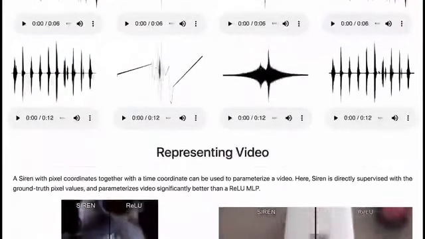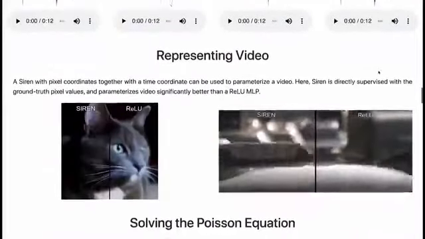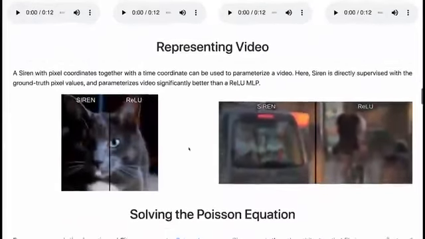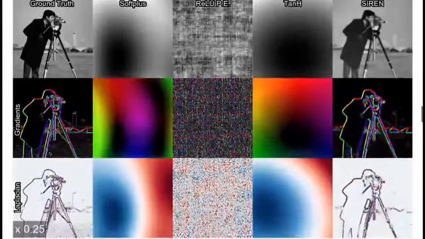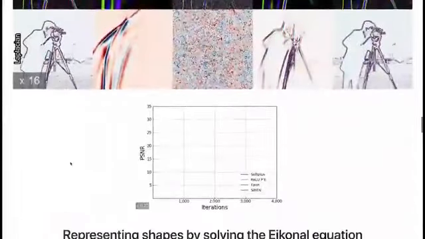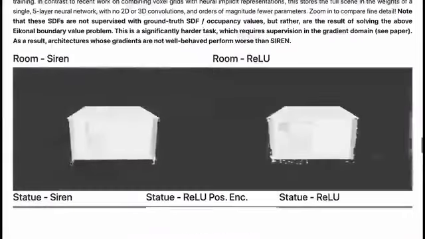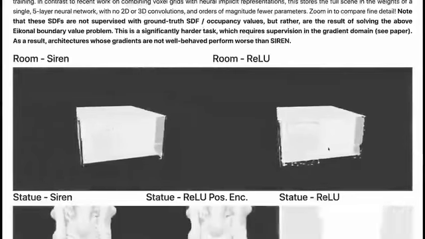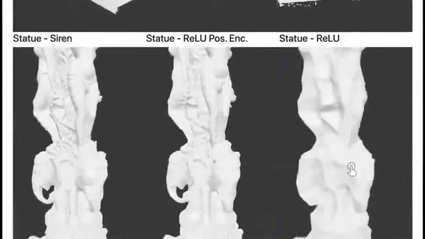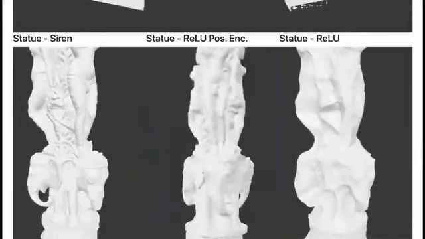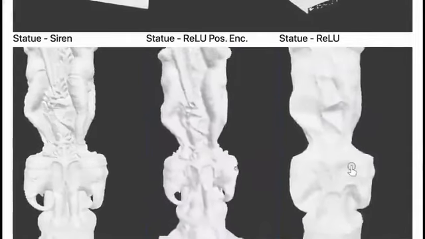They also represent audio with this, and you can watch that. They represent video. Compare that to ReLU representations. Then here, solving the Poisson equation is where you only fit the gradients or the Laplacian of an image and still get out the good image. That's pretty cool. And here you can see that you can actually play around with these things. So you can click on them and look at this learned thing.